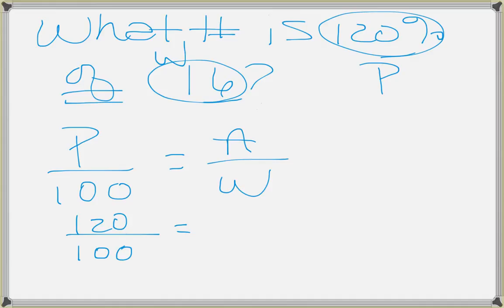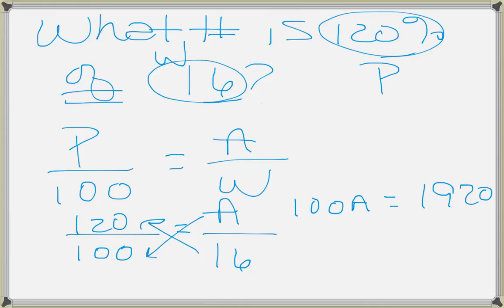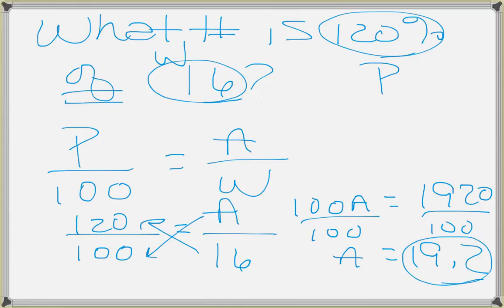We don't have an A. We do have a whole. And now this is just a matter of cross multiplying. So you would say A times 100 is 100A. And 120 times 16, get out the calculator, and we would get 1920. Divide both sides by 100. And so A would be equal to 19.2. And that would be my answer to this one.